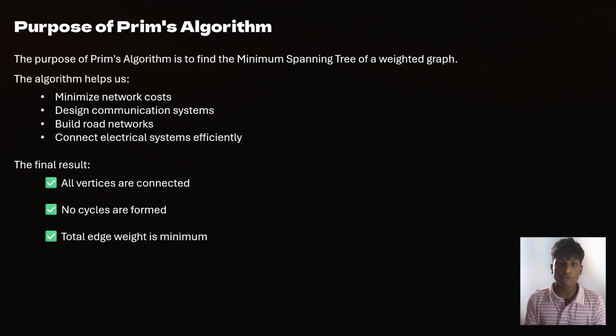The final result of Prim's algorithm gives us an optimal solution for connecting all points in a network. The result ensures three important things: all vertices are connected, no cycles are formed, and the total edge weight is minimum. So overall, Prim's algorithm helps us to design efficient and low-cost networks.